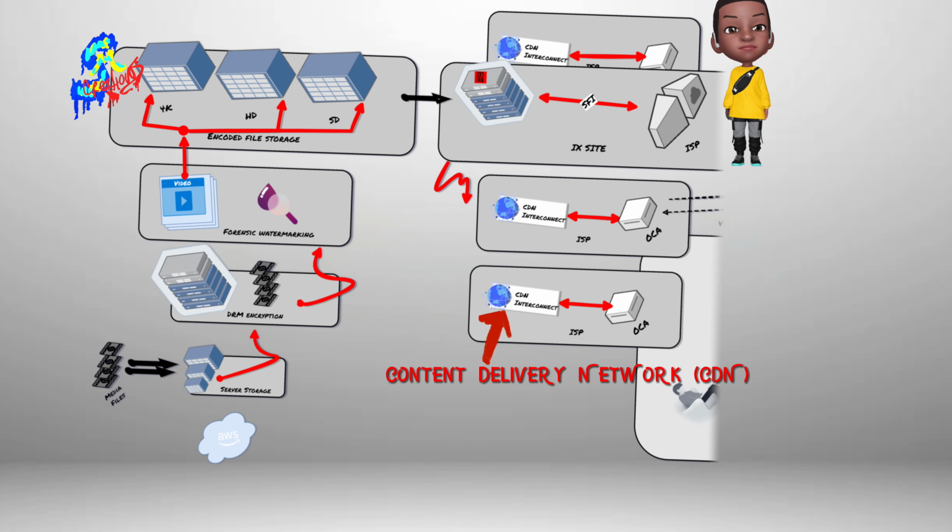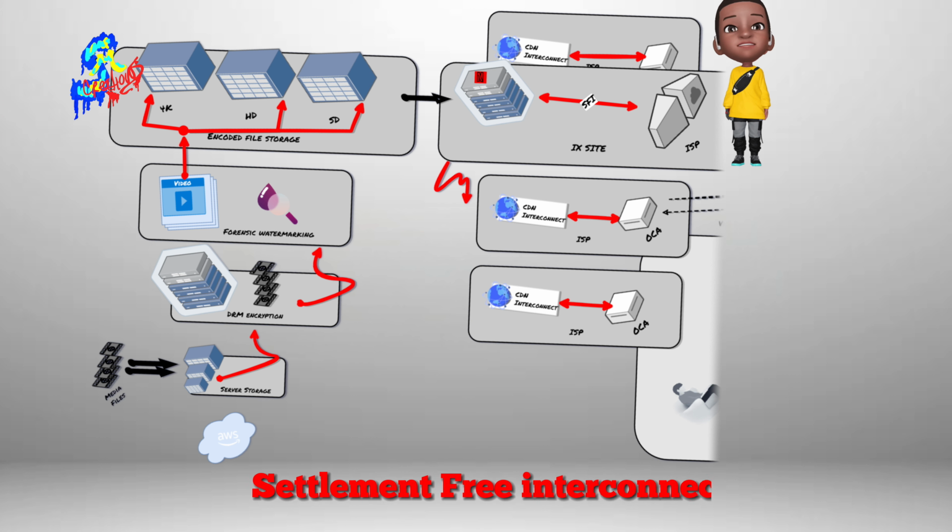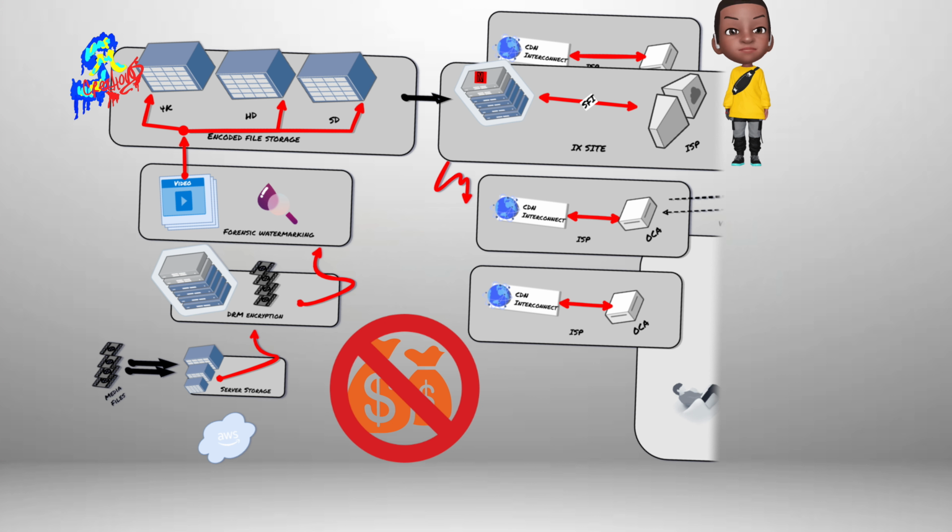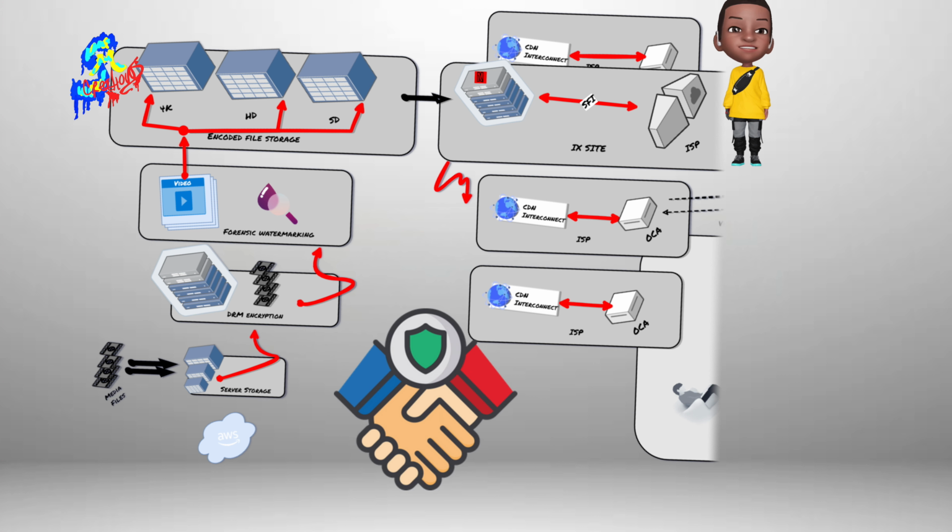The file is then distributed to the Content Delivery Network, better known as CDN. It uses an internet exchange site, better known as an IX site, to do the handoff. This is a location where SFI is established. This is a settlement-free interconnect, where costs for playing on the internet are avoided. This improves trust among two parties, quality of service and resiliency.